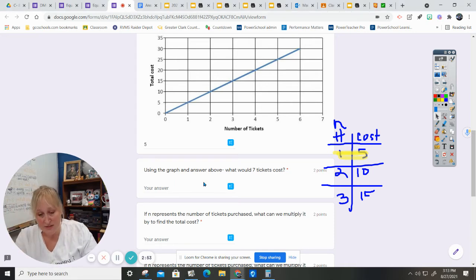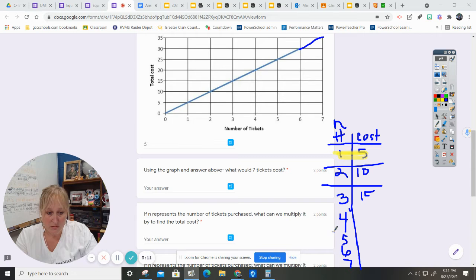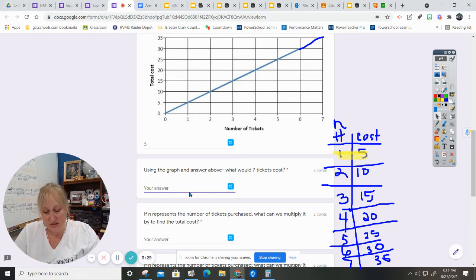Okay, I skipped a question. See it? It says using the graph and answer above, what would 7 tickets cost? Since it doesn't tell me, I can either continue doing this pattern 4, 5, 6, 7, or I can just extend the graph. So I'll do both just so that you guys can see both ways. All I'm doing is counting up by 5 over here, multiplying it by 5. So this answer would be $35.